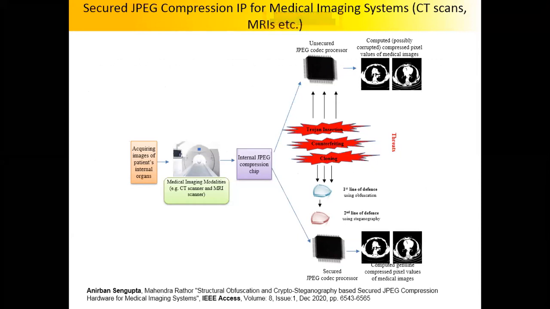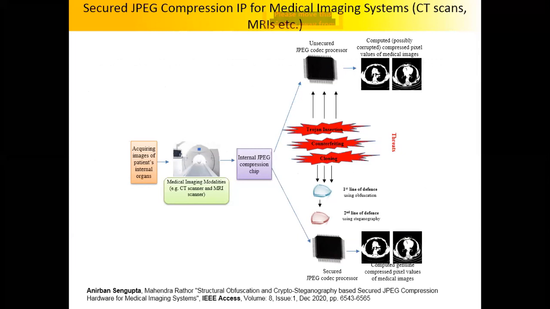So one of the ways to do that is to employ a first line of defense using obfuscation and a second line of defense using steganography. Using the first line of defense through obfuscation would mean that we are trying to impede the insertion of a backdoor Trojan into the design using the process of reverse engineering. So it is a method to stop the reverse engineering process of the JPEG codec processor, basically.